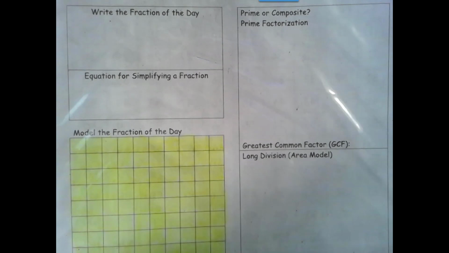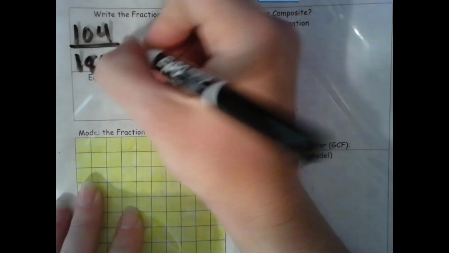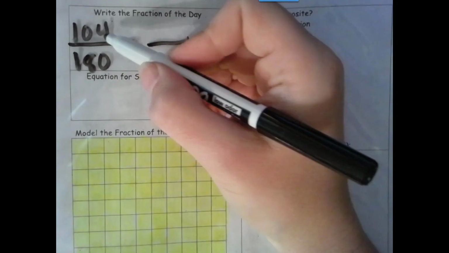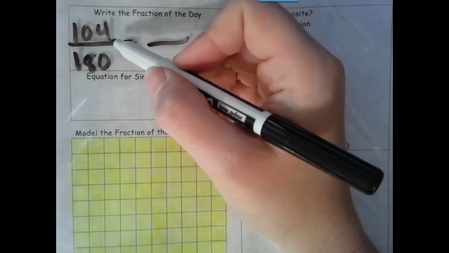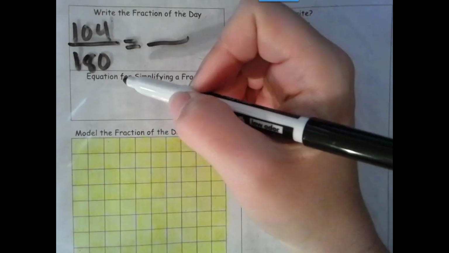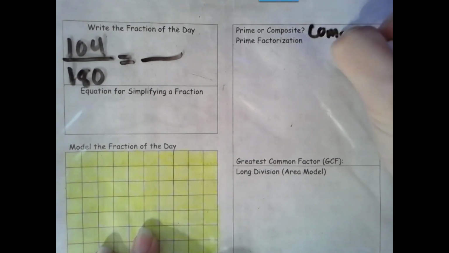All right, let's get down our beginning fraction. We have a total of 180 school days, and we are on day 104. Now we have to think, is our numerator prime or composite? Well, it ends in an even number, so that means 2 is a factor. And if 2 is a factor, we have more than 2 factors, making it composite. Also, the only prime number that's even is the number 2.